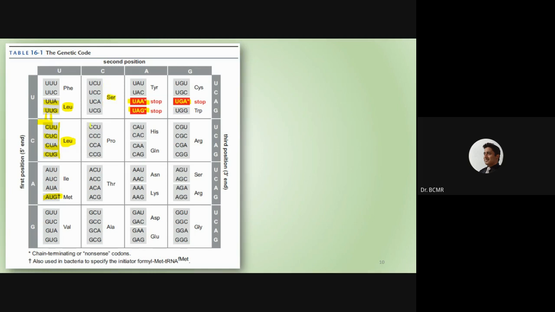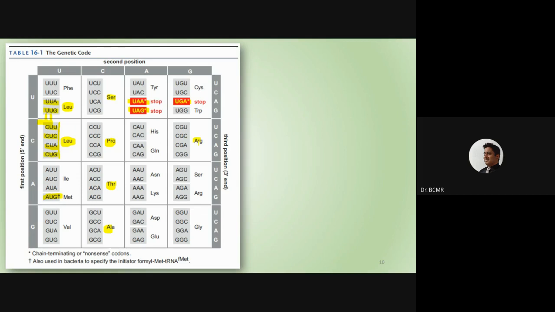Serine here is coded by 4. This whole box is for proline. And here it is for threonine, alanine, and so on. So keep in mind that multiple codons can code for one amino acid. This is the degeneracy of codons. That means one amino acid could be encoded by multiple codons.